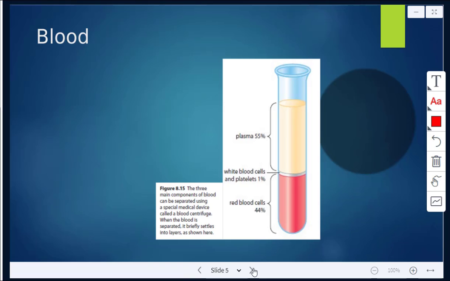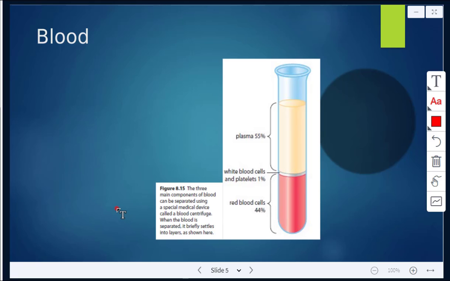All right, so here we're just taking a look at this diagram. It's showing here's the plasma, the 55%, the fluid portion of blood. Here is the formed portion of blood. Red blood cells make up 44%, and then the white blood cells and the platelets make up about 1%.